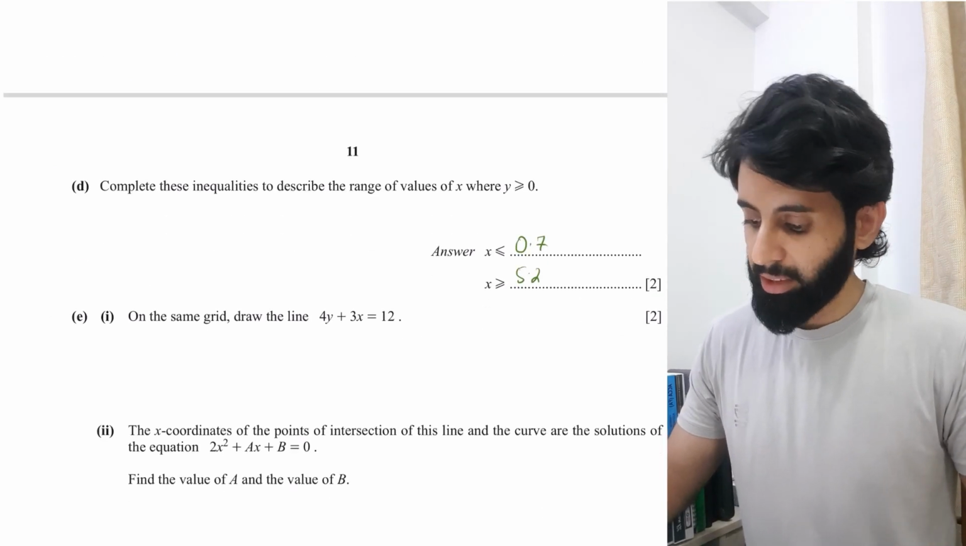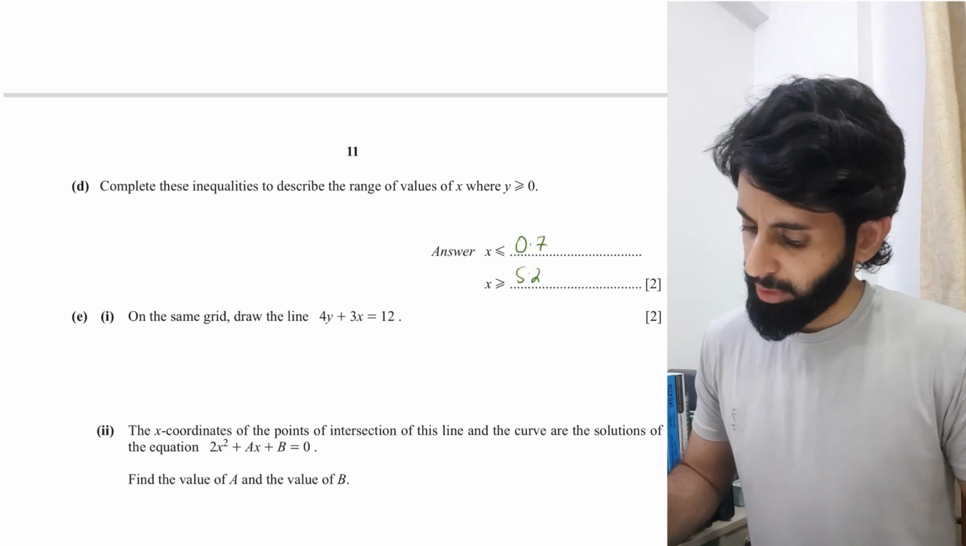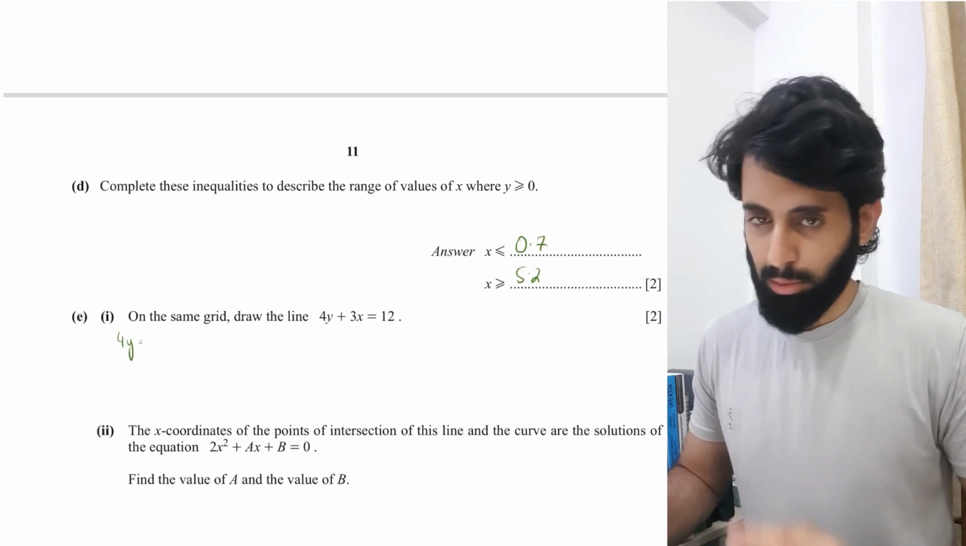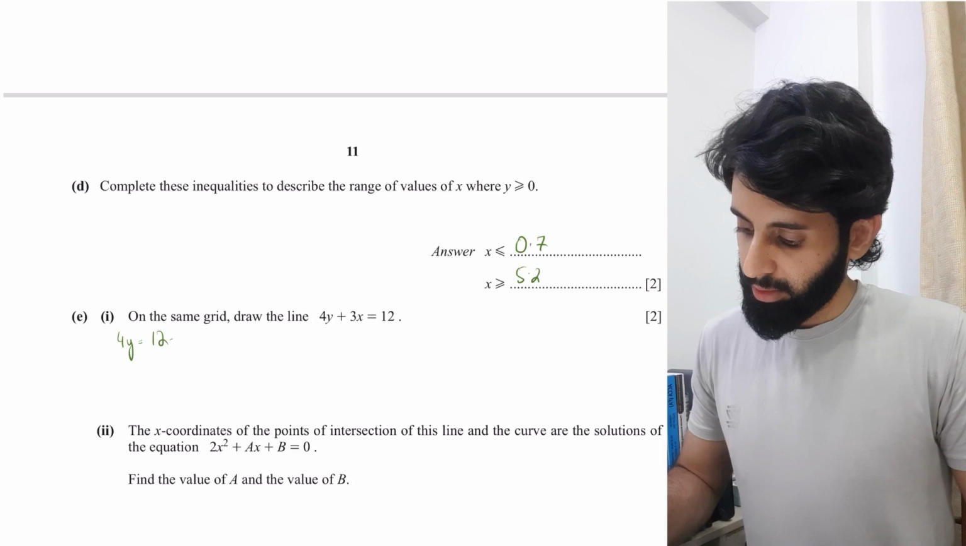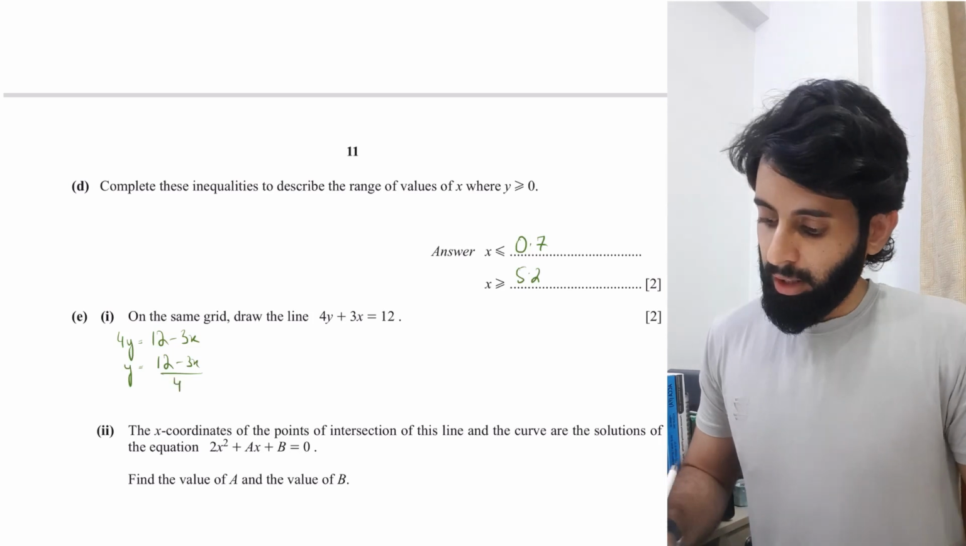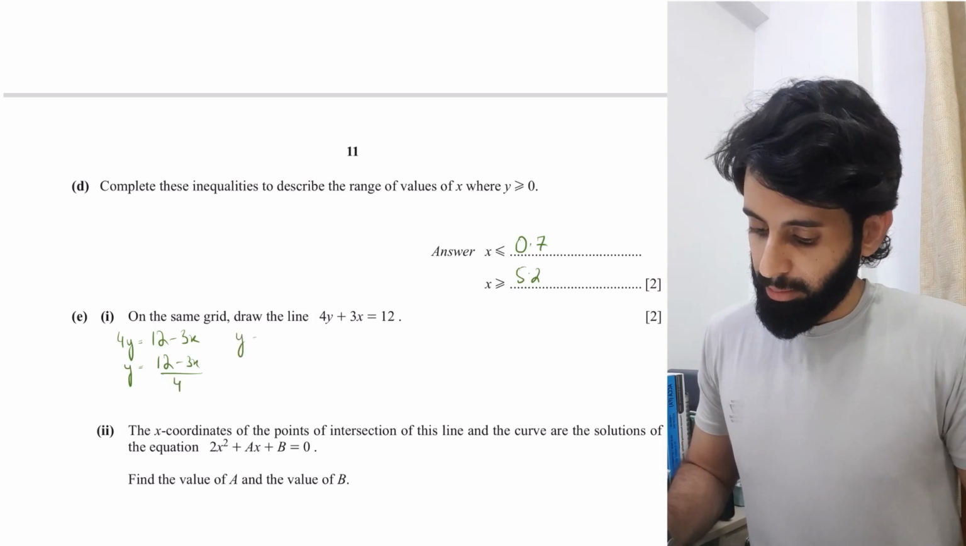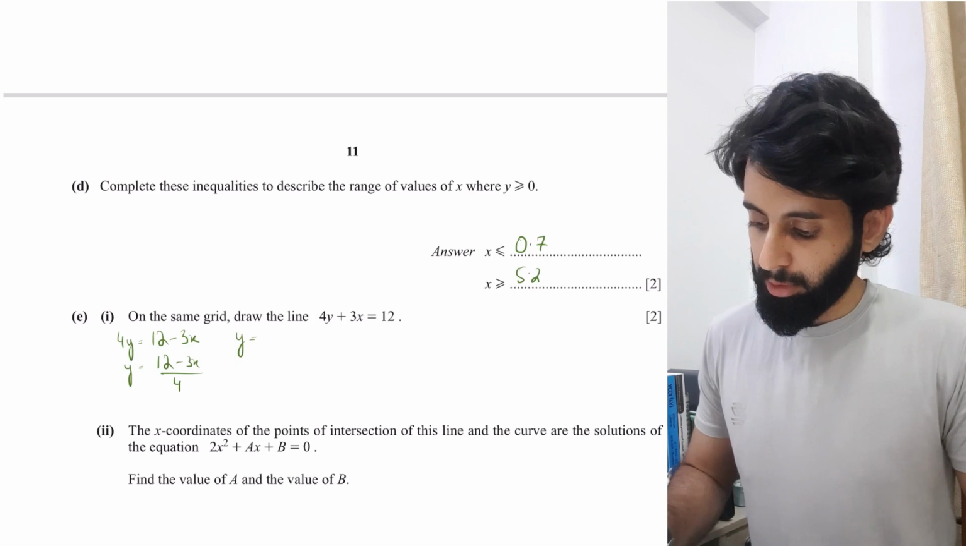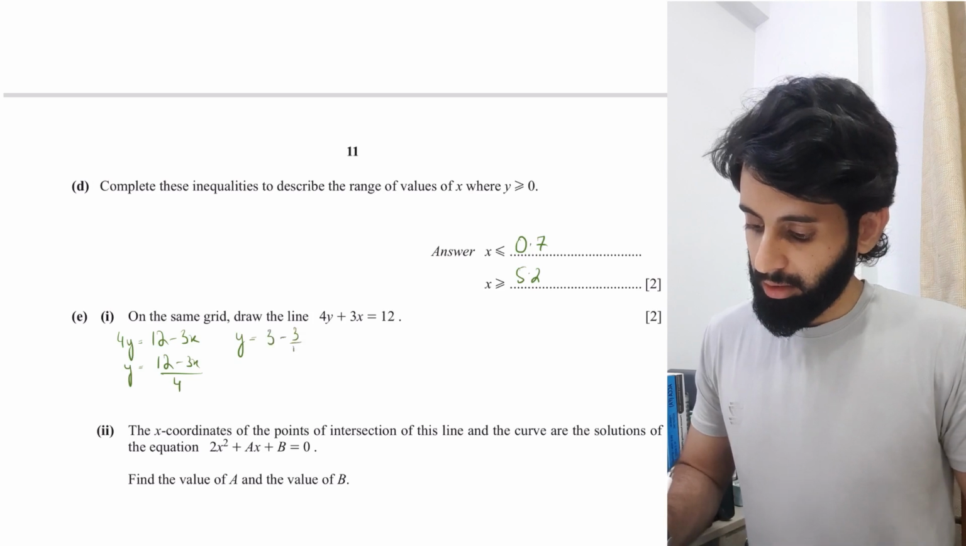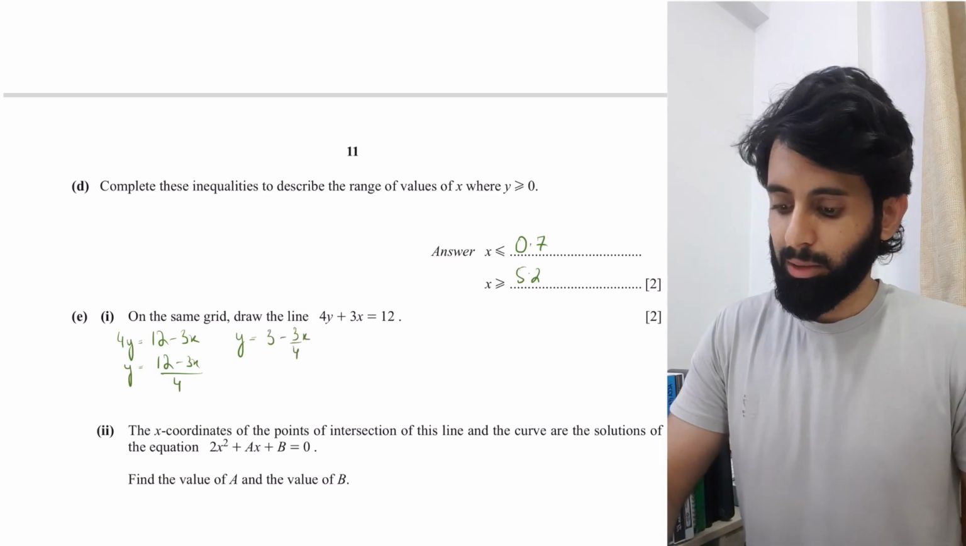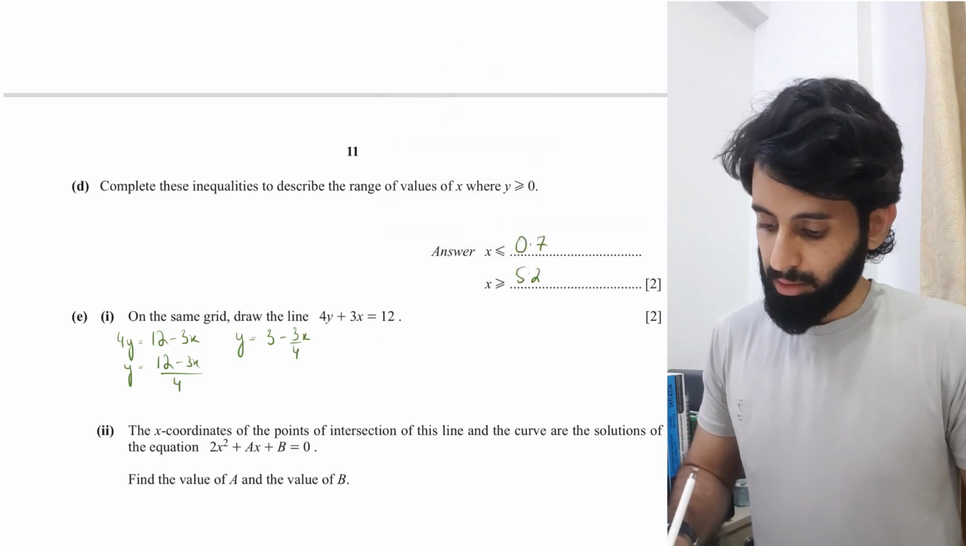On the same grid, draw the line 4y plus 3x equals 12. Whenever you're making a straight line, it's always best to make y the subject. So 4y is equal to 12 minus 3x, and then y is 12 minus 3x upon 4. Ideally, I would prefer to write it as 12 upon 4 separately, which is 3, and then 3 upon 4x, so that I know exactly how to plug in the values. Let me show you what I mean.